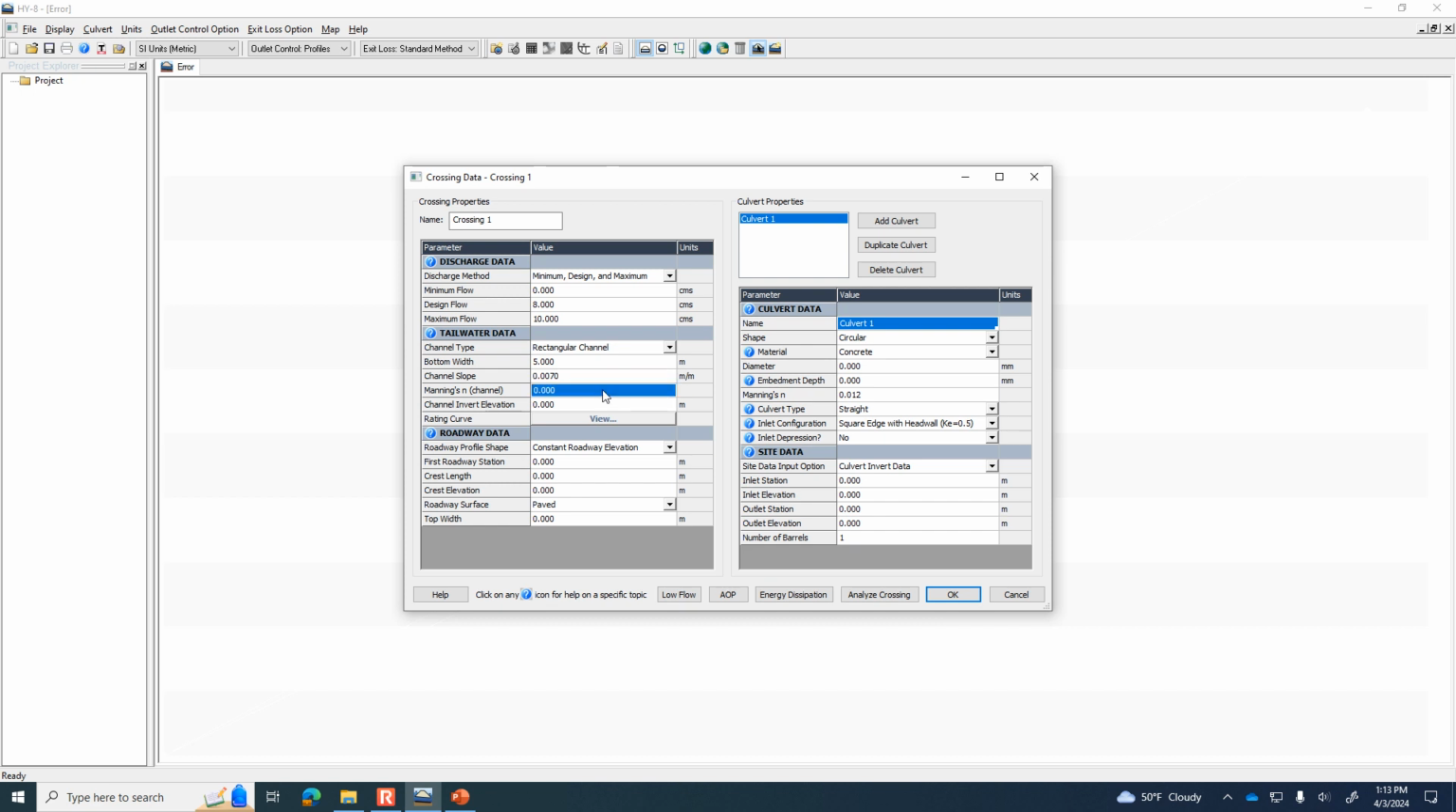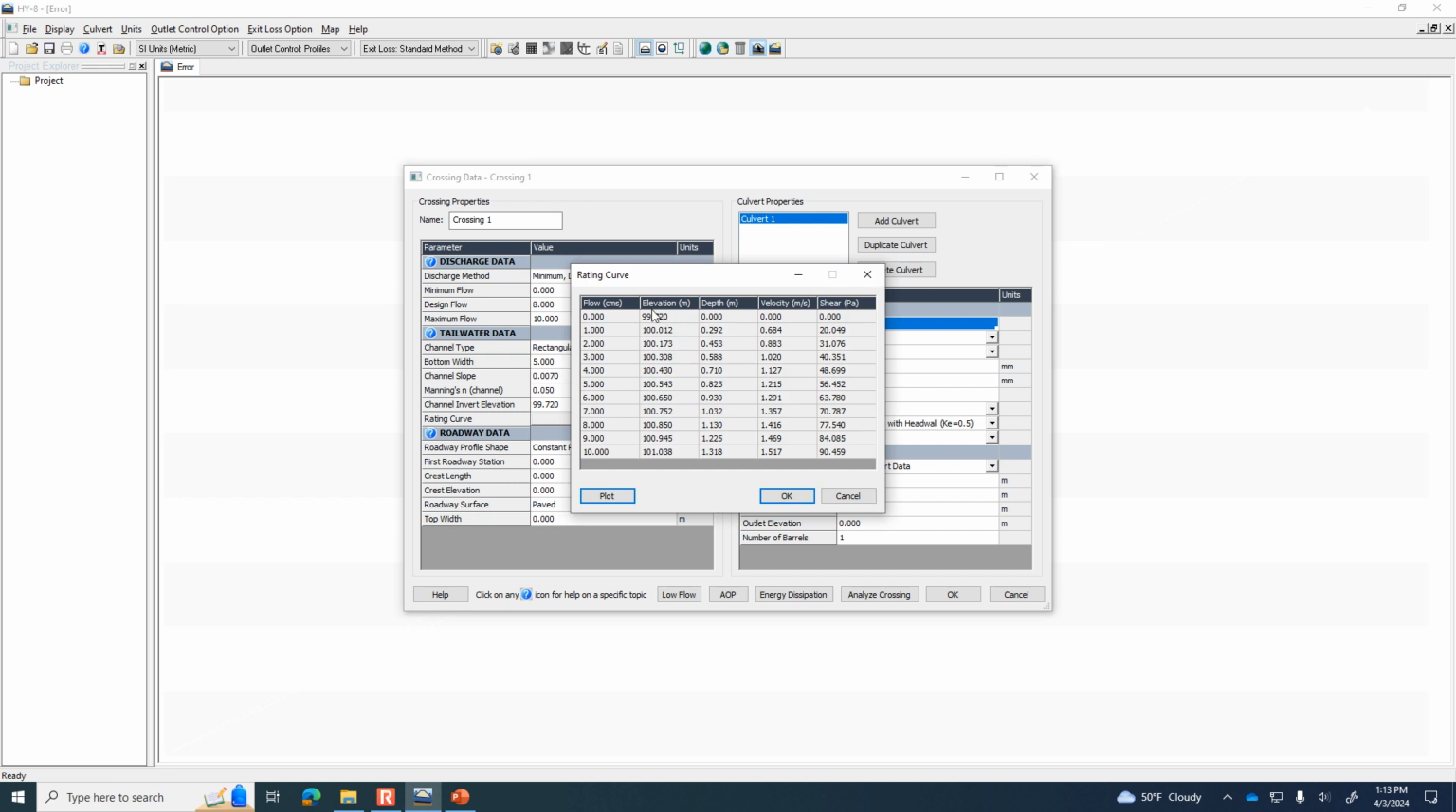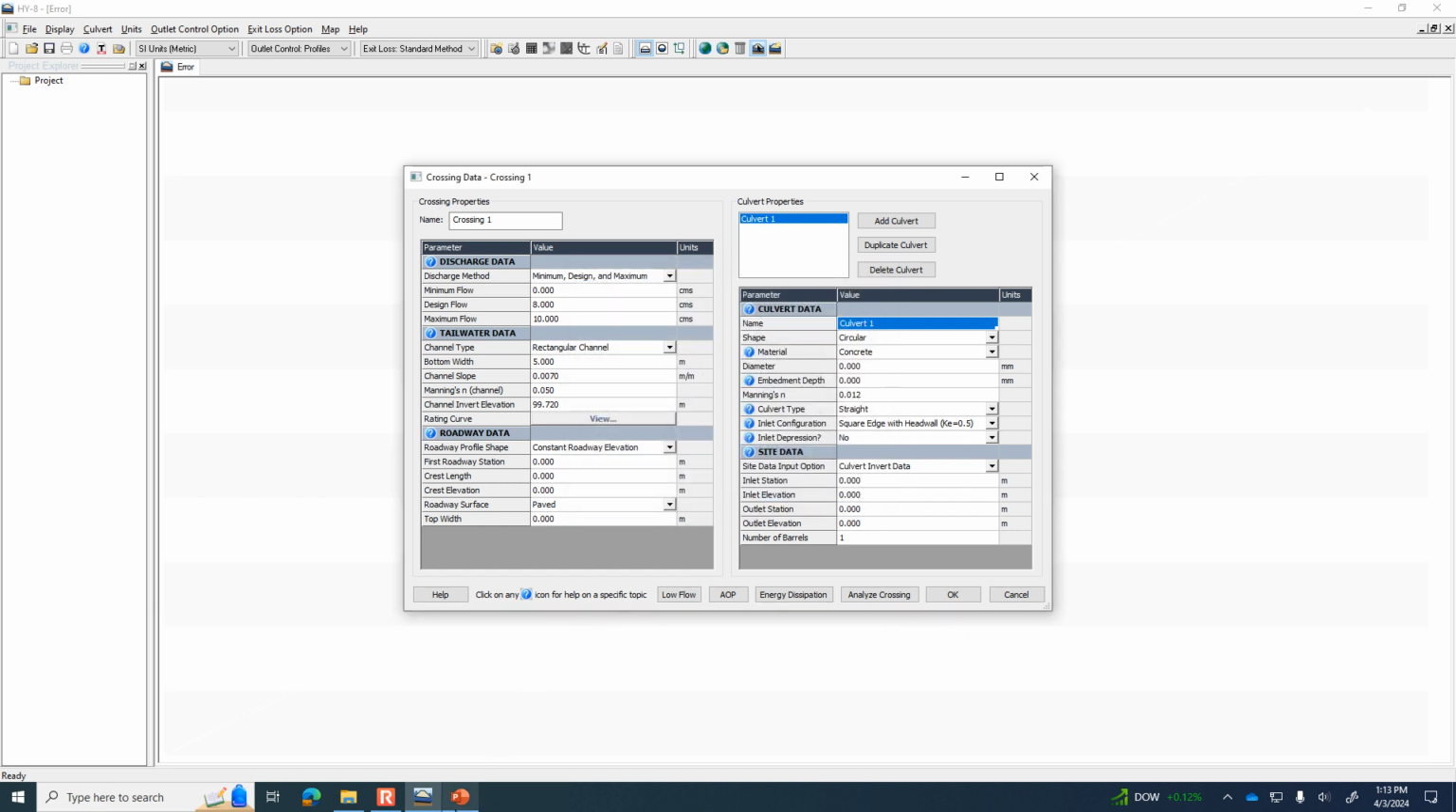Okay, Manning's n of the channel, the handout told us that the roughness of the channel was 0.05. And then the channel invert elevation is going to be the same as the outlet invert elevation of the culvert. So it matches up at 99.72. Okay, we just take a look at the rating curve here, and it tells us certain flow rates and how deep the water is. So, all right, that doesn't really answer anything for us yet in terms of what it's asking in part A.